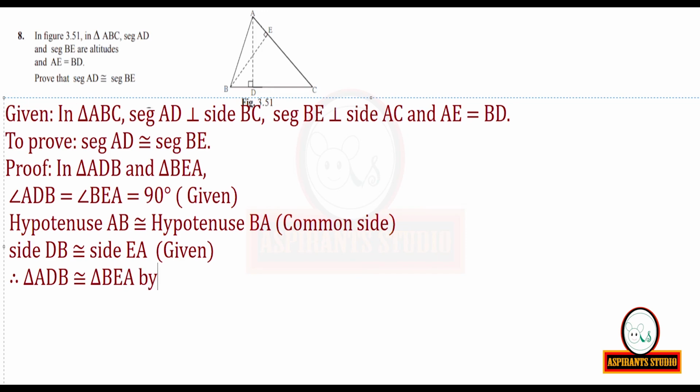Now the corresponding sides of congruent triangles you have to find. We want to prove segment AD is congruent to segment BE. So consider segment AD. A is corresponding to B and D is corresponding to the vertex E. So segment AD is congruent to segment BE. Within brackets you write CSCT, corresponding sides of congruent triangles.